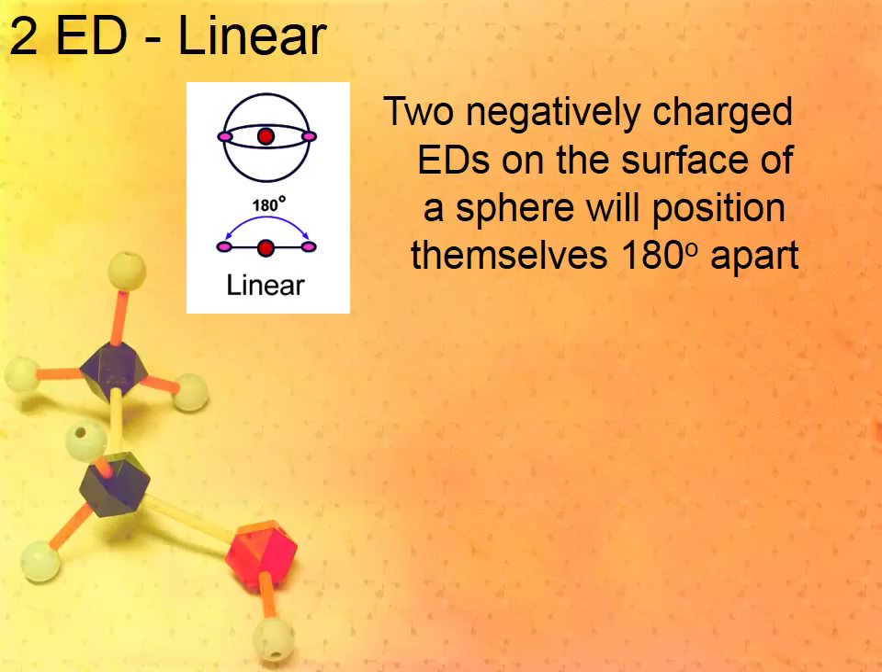We will now start describing the various molecular structures. We will start with the simplest one, the linear. All you have to do to understand this is imagine that you have two negatively charged electron domains on the surface of a sphere that will, of course, position themselves as far apart from each other as possible. Therefore, they will position themselves at 180 degrees from each other.